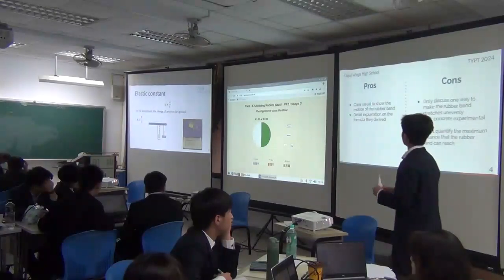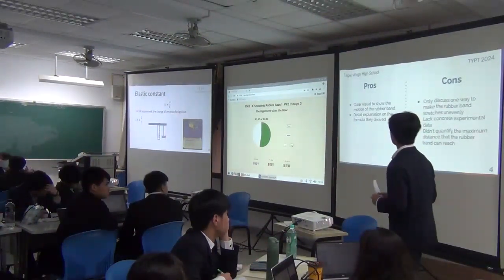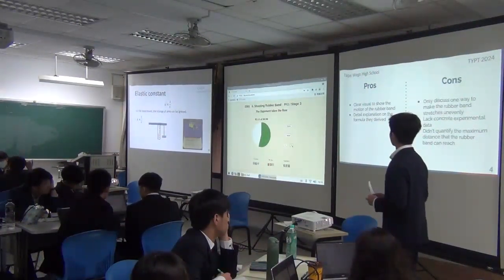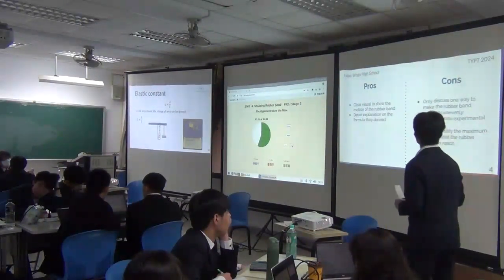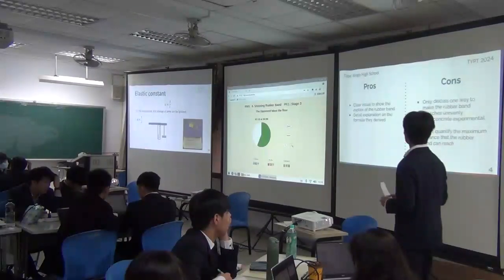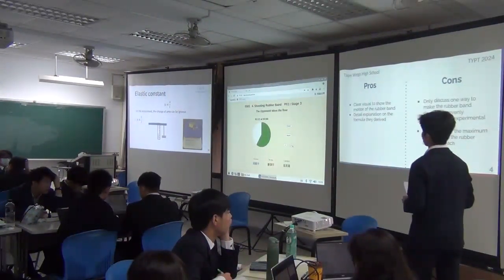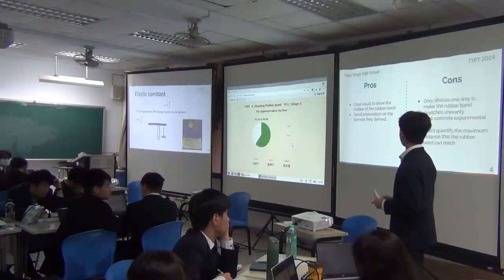About the pros and cons of the report. Pros are that they have a clear visual to show the motion of the rubber band and a detailed explanation of the formula they derive. On the cons, they only discuss one way to make the rubber band stretch unevenly, they lack concrete experimental data, and they didn't quantify the maximum distance that the rubber band can reach.